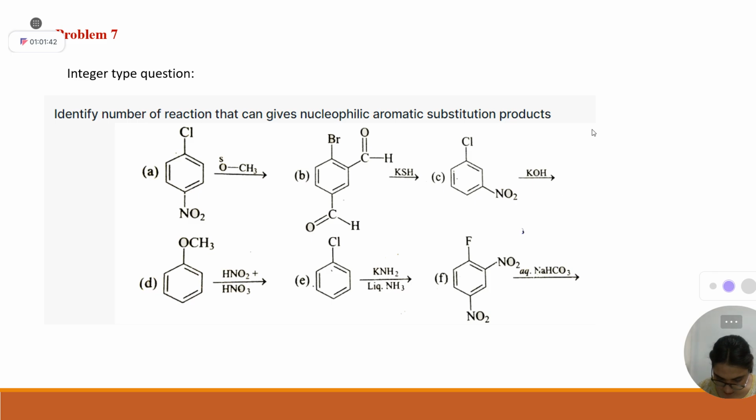Ma'am, D is not feasible. But the first question is the number of reactions that can give NAS product. First, give me a value from 1 to 6. Which digit will you choose? Not feasible, we will discuss later. How many reactions are feasible? Count and tell.